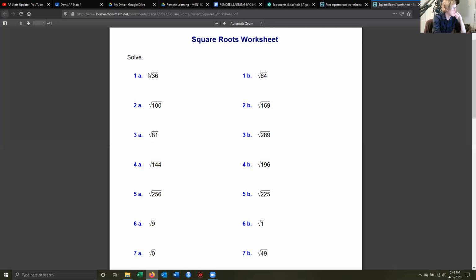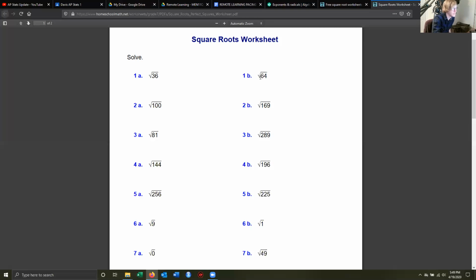So when you see right here, it says square root of 36, all that's asking you is what one number can you multiply by itself to get you 36? That's what that's asking you. It's saying there's a number that you can multiply by itself to get you 36. Well, hopefully we all can think real fast and realize, oh, the number is 6 because 6 times 6 is 36.